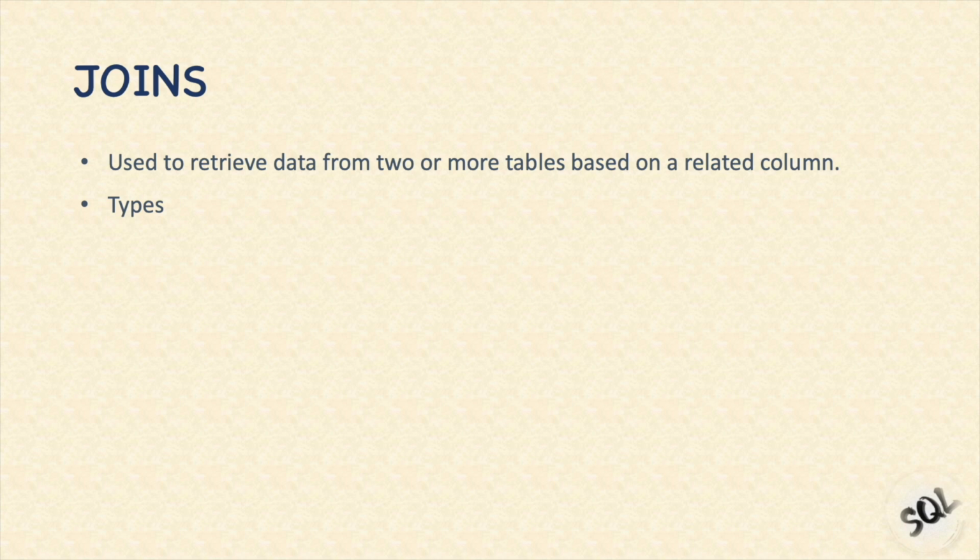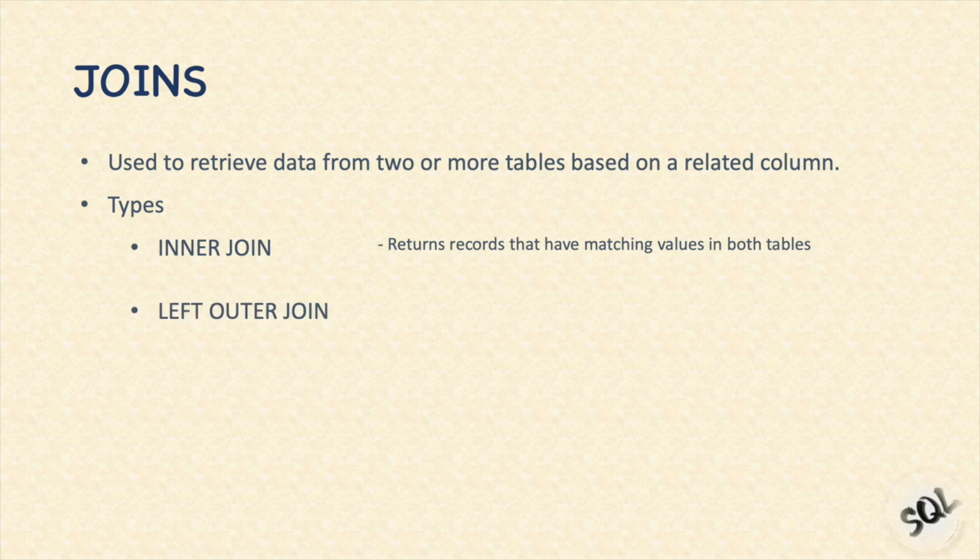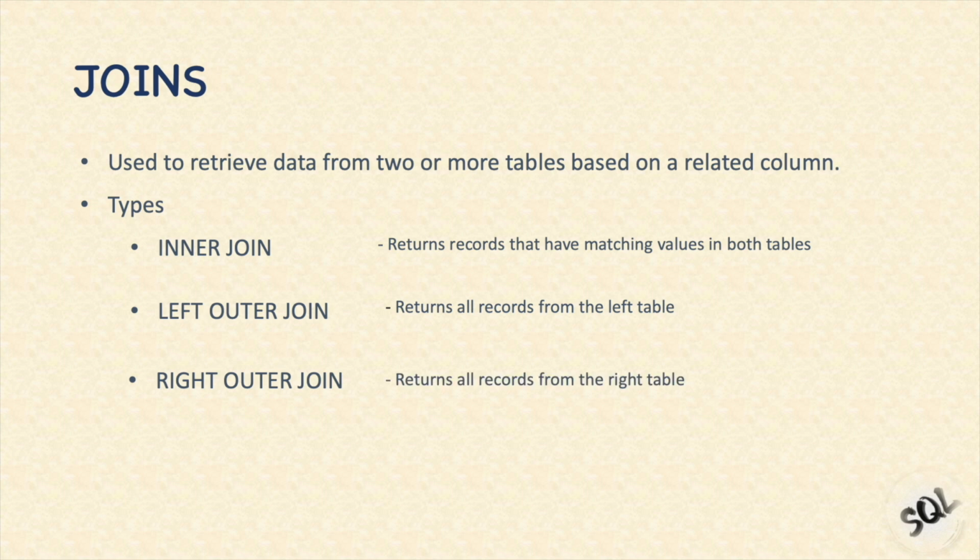First one is inner join. Inner join retrieves the records that have matching values in both tables. And we have outer joins. Outer joins are classified into three: left, right, and full outer joins. The left outer join returns all rows from the left table, even if there are no matches in the right table. The right join returns all rows from the right table, even if there are no matches in the left table. The full outer join returns all rows from both tables, with null in columns where there is no match.